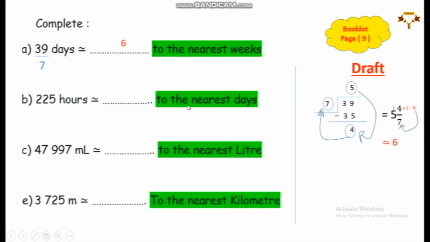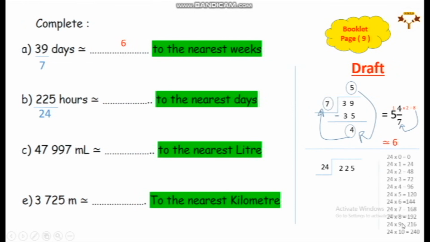225 hours approximated to the nearest day. First, change it. How many hours are there in 1 day? We have 24, so we have to divide it by 24. Excellent. Now take it in a long division. Go to the draft. 225 divided by 24. Let's write table 24 together and see the smaller sister to the 225. Where is the smaller sister for the 225? Excellent, it is 216. So I will just write the 9 up and the 216 down.